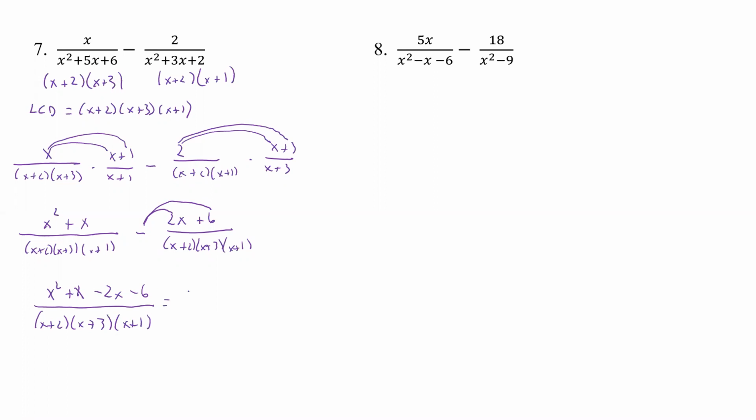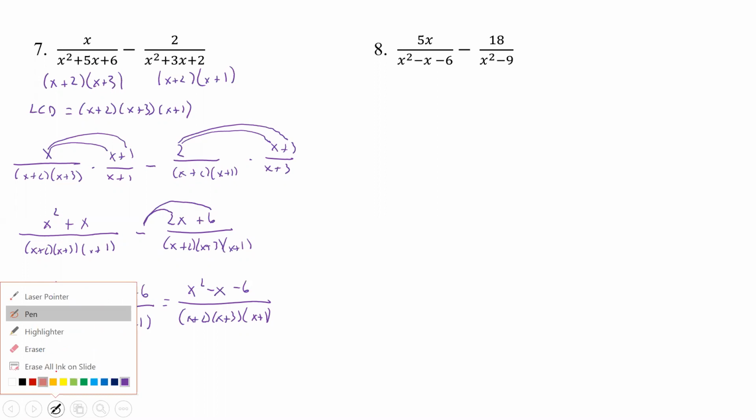So what does that equal? Well, that's going to be x squared minus 6 over x plus 2, x plus 3, x plus 1. Now we have to think, can we factor this? Two factors of 6, if we subtract them, give us 1. Well, yeah, that'll work. And if we do that, that's going to be x minus 3, x plus 2, because we'll have minus 3 plus 2, so it's going to be minus x, and that's going to give us a minus 6, all over x plus 2, x plus 3, x plus 1.